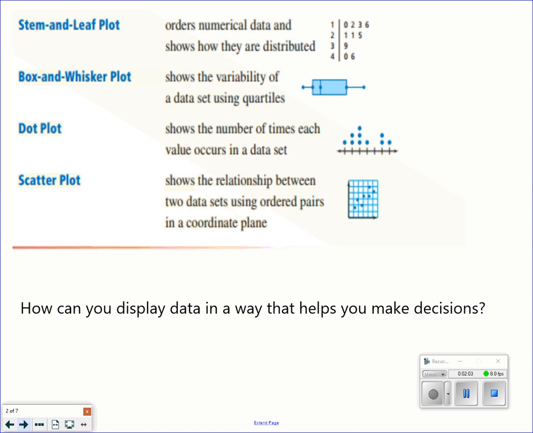Box and whisker, we had a whole section on box and whisker. Anytime you want to break things into quartiles, and so a 5-number summary of a data set. So that one would be one that you might use every once in a while. Dot plot, I'm not going to use that one very often. It shows the number of times each value occurs. And then a scatter plot. Scatter plot a lot of times is used when you're trying to find a correlation between two sets of data or ordered pairs. So that's used sometimes when you're talking about the coordinate plane. So how can you display the data that best helps you make decisions?